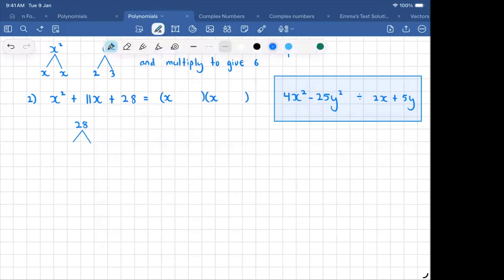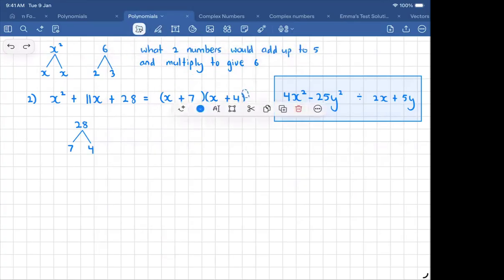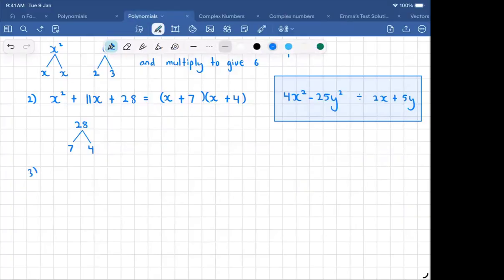Right, Avinash? So you said 7 and 4. Yes, sir. So I'm going to write plus 7 and plus 4. And if I expand it back out, what am I supposed to get? x squared plus 11x plus 28. Perfect.